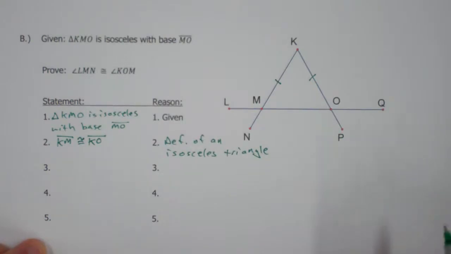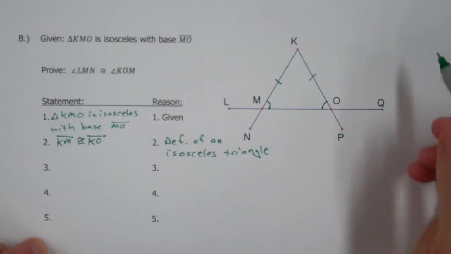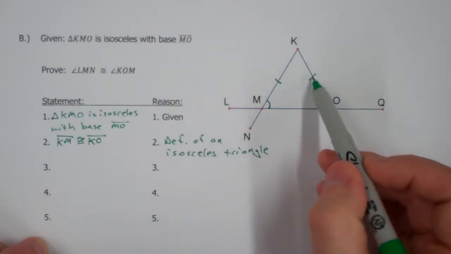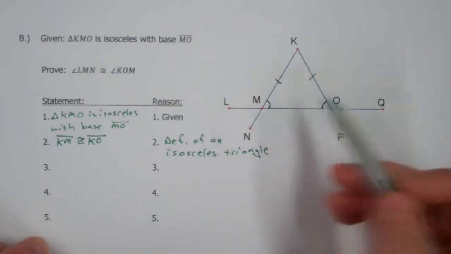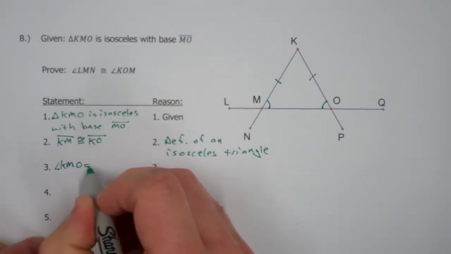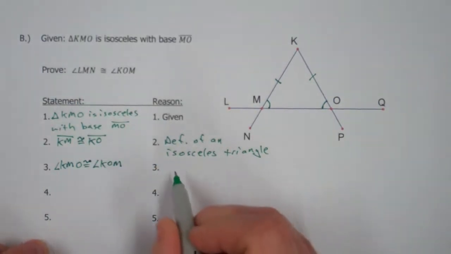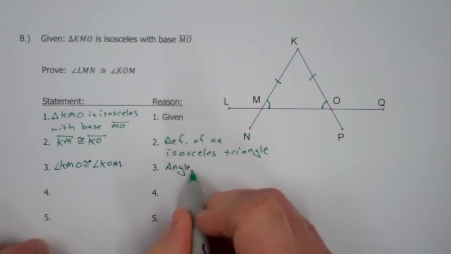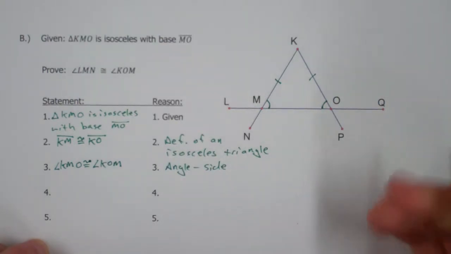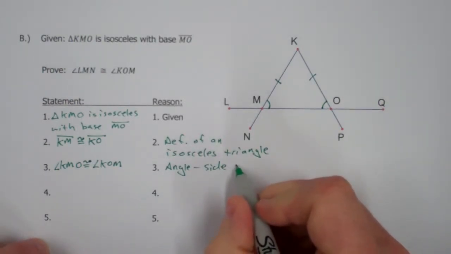So I think right now what I'd like to do is try to get this angle here congruent to this angle here. We're allowed to do that. So this is the angle side theorem. In a triangle, when two sides are congruent, the angles opposite of them are congruent. And so we can say that angle KMO is congruent to KOM. And the reason is the angle side theorem. And if you wanted to write the whole thing out, you could. In a triangle, if you have two congruent sides, then the angles opposite of them are congruent. So this is the angle side theorem.